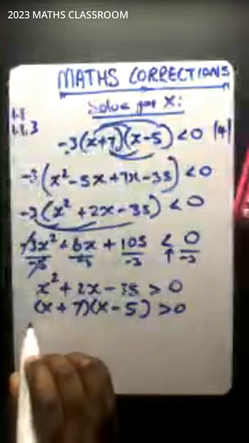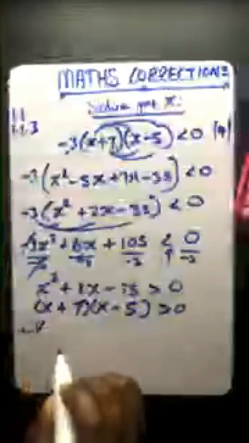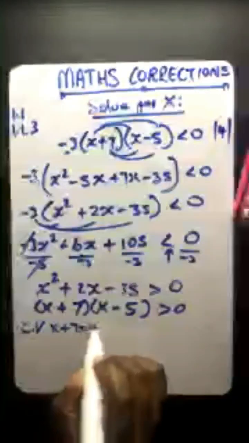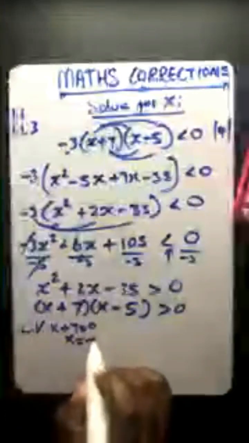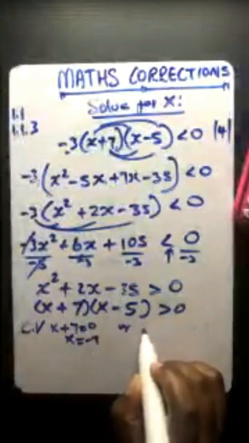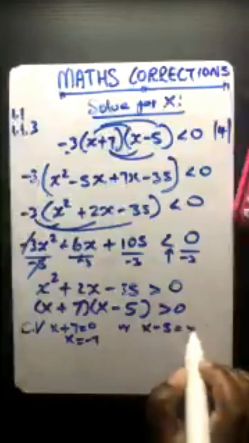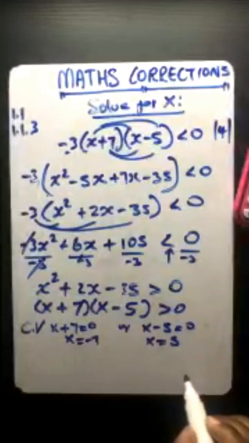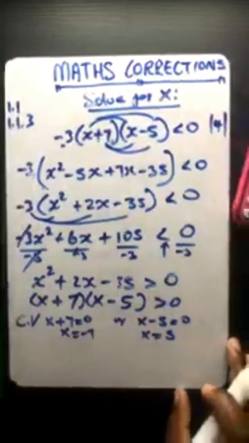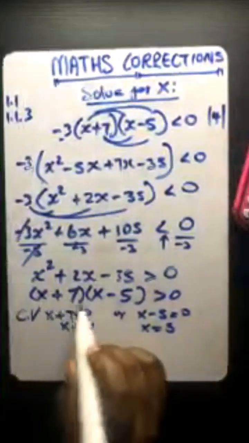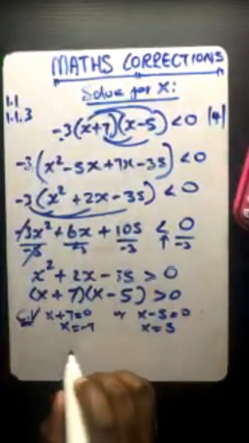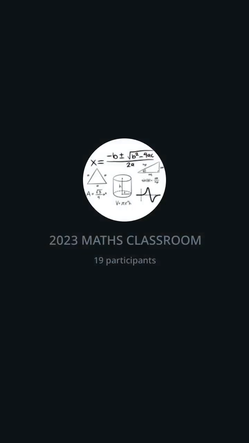Then you know very well that your critical values are where you equate it to 0. That's where you are allowed to say that x plus 7 is equal to 0. Then you say x is equal to negative 7. And then you are allowed to say x minus 5 is equal to 0, and then x is equal to 5, because you take it to the other side. This is the moment where you are allowed to equate those, because you are calculating the critical values. They easily represent them on a number line.